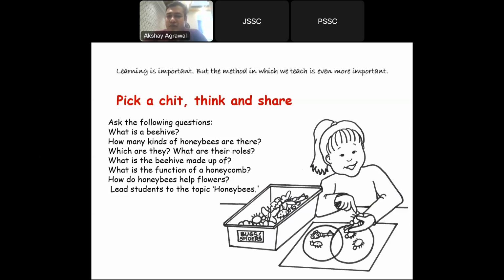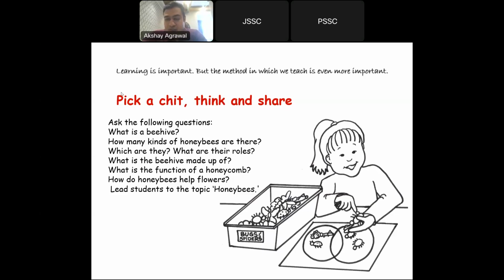Now let's do this one. This is very, very simple. And I think this has gone out of practice where we were talking about role play and other things. That is pick a chit and think and share. So what happens is once you have completed a session or even in the starting, you can have a lot of chits with you. Ask them to pick up a chit.